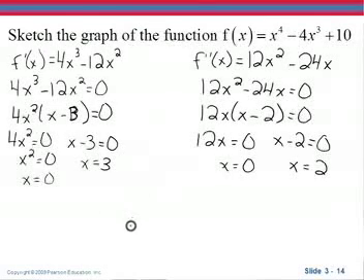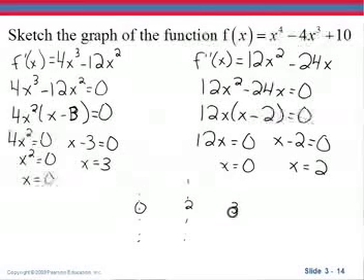Now these are the values that we are really going to concentrate on. So what we want to look at is what happens at 0, what happens at 2, and what happens at 3. And then we want to think about what happens in each one of these intervals. So to the left of 0, is it increasing, is it decreasing, is it concave up, or is it concave down? Between 0 and 2, is it increasing, decreasing, concave up or down, and so forth for each one of these intervals.